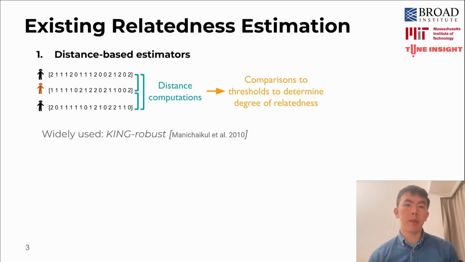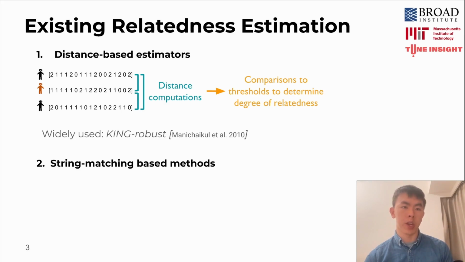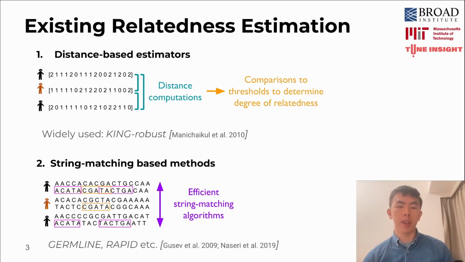Existing methods for estimating relatedness roughly can be classified as follows. The distance-based estimators compute some distances based on their allele count vectors and then compare them with some threshold to determine whether the samples are highly related. The most widely used KING robust estimator falls into this category. The second method, called string matching-based methods, takes in phased haplotype data for some efficient string matching algorithms to try to identify identity by descent regions. If there's a higher amount of identity by descent regions, then they will call the samples related.